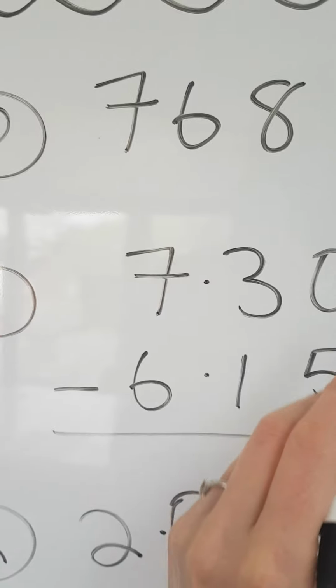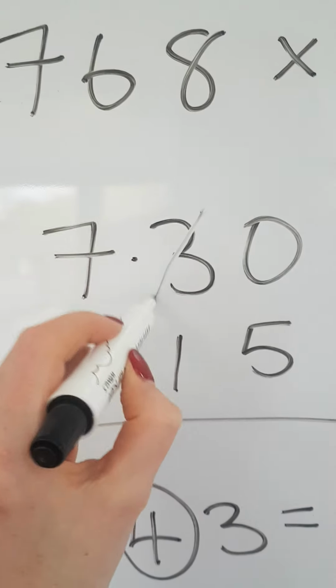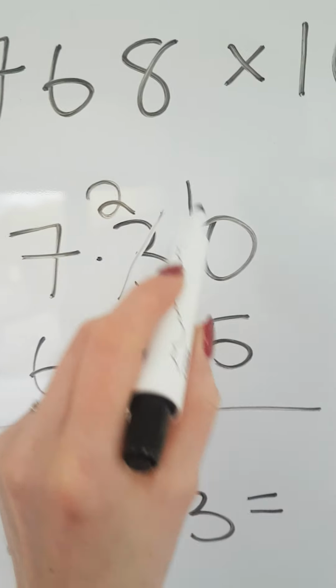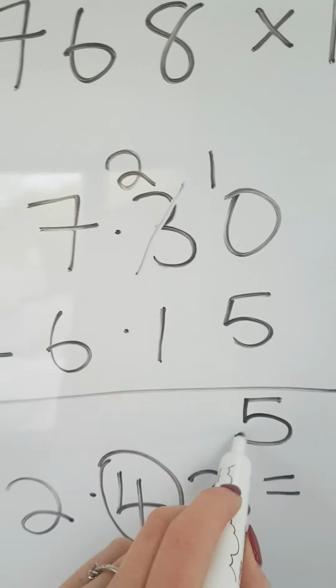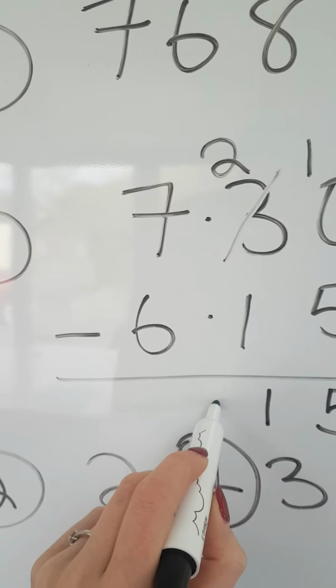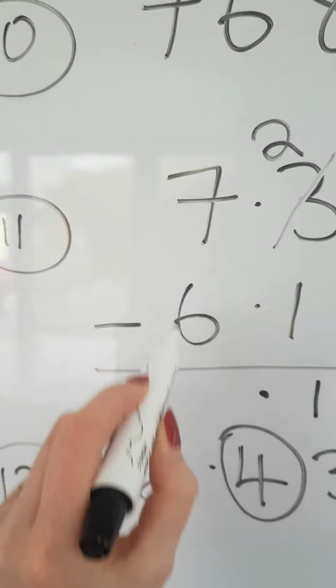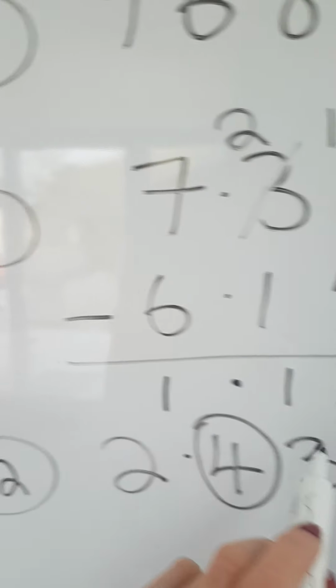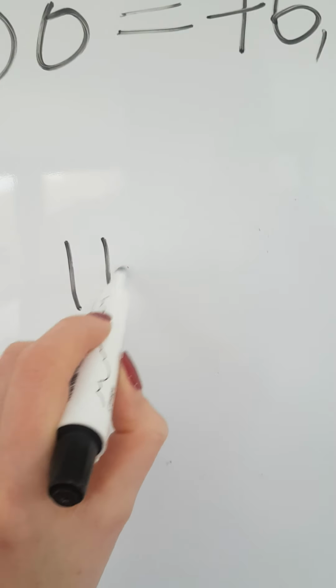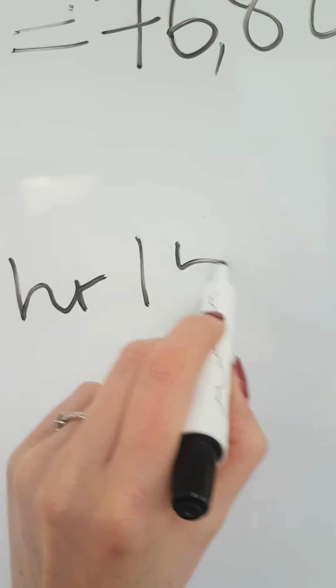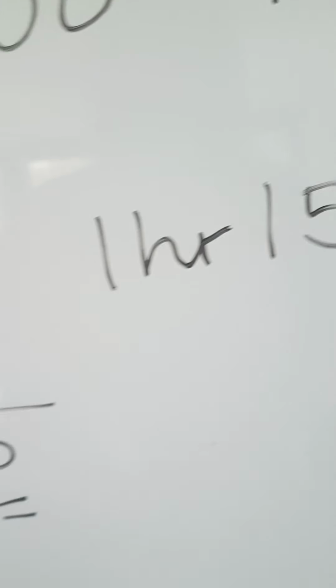So we can just do minus. 0 take 5 I can't do, so I must borrow. 10 take away 5 is 5. 2 take away 1 is 1. Don't forget to bring down your decimal. And 7 take away 6 is 1. So 1 hour and 15 minutes.